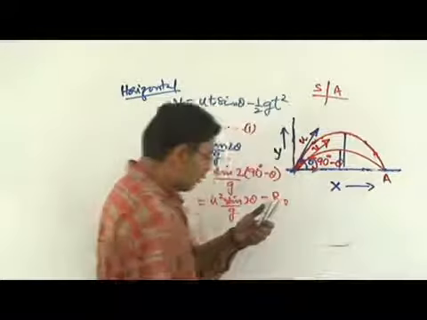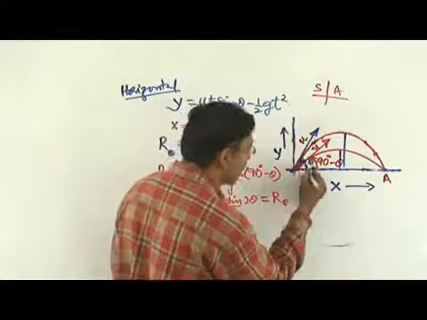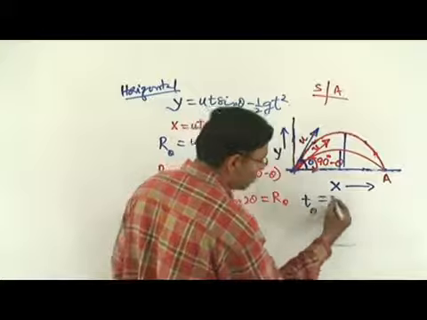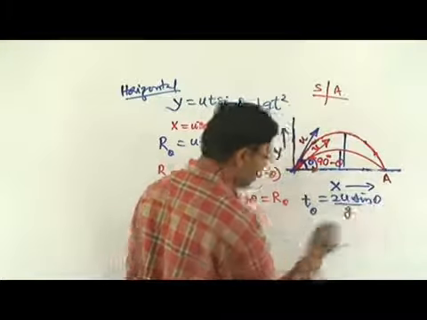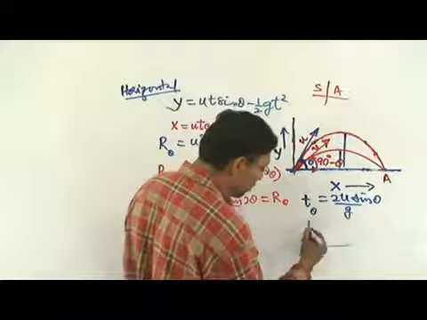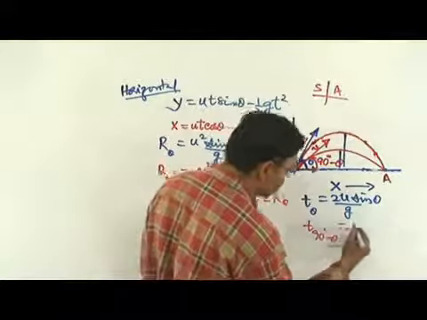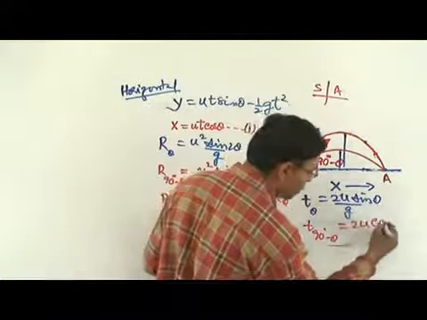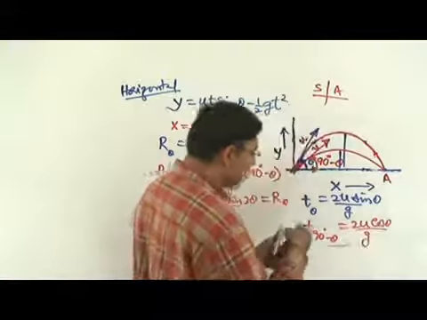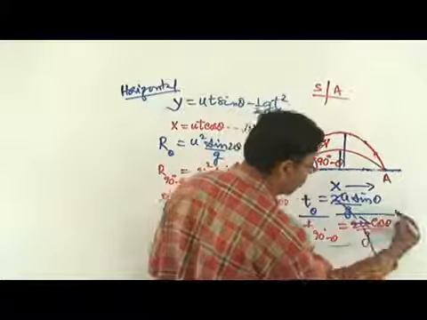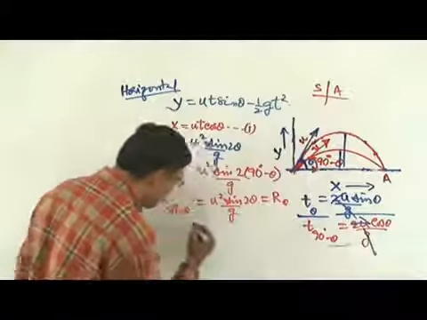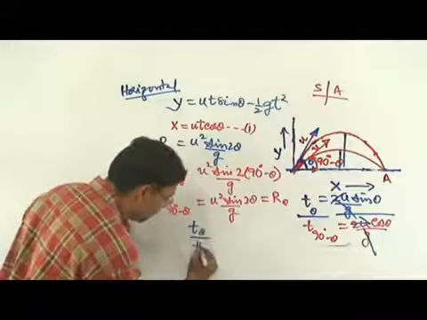For a body projected at angle theta, t will be 2u sin theta by g. For a body projected at 90 minus theta, t 90 minus theta is 2u sin 90 minus theta, which is cos theta, by g. Ratio when you take it, this 2u by g cancels out. Sin by cos is tan theta. So t theta by t 90 minus theta is going to be tan theta.